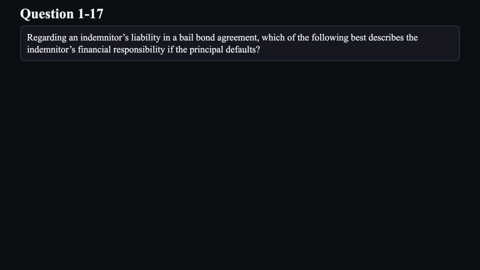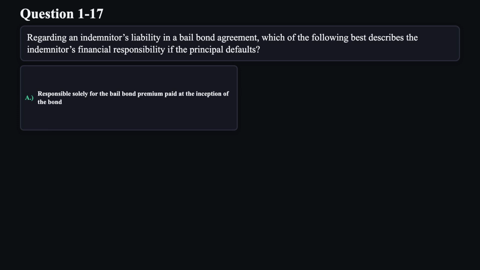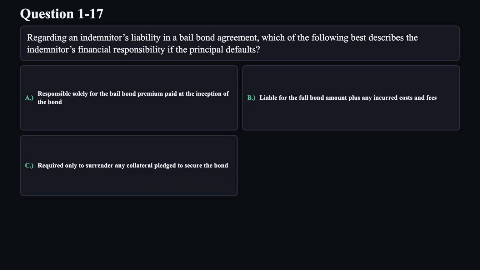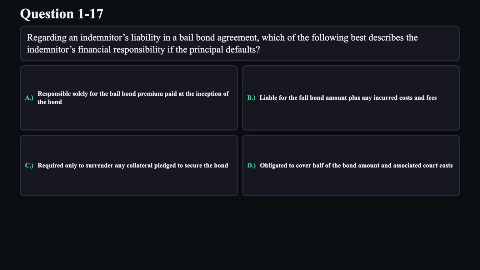Question 17. Regarding an indemnitor's liability in a bail bond agreement, which of the following best describes the indemnitor's financial responsibility if the principal defaults? A. Responsible solely for the bail bond premium paid at the inception of the bond. B. Liable for the full bond amount, plus any incurred costs and fees. C. Required only to surrender any collateral pledged to secure the bond. D. Obligated to cover half of the bond amount and associated court costs.